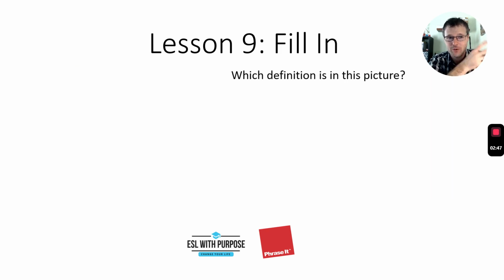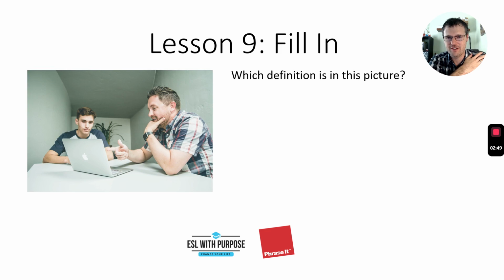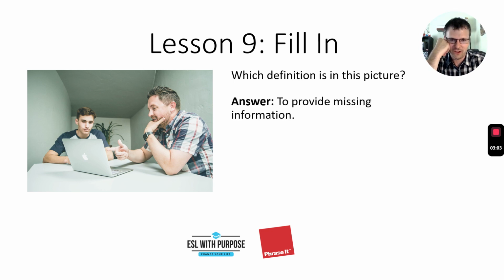Okay? Last one here. Which definition is in this picture? Take a guess. This is the best picture I could find for this situation. But there are 2 people. One person is explaining something to the other person. So it's this definition, to provide missing information, right? Maybe the person in the back is like, yeah, I wasn't there, and the person pointing at the computer is saying, hey, here's what we discussed in the meeting. Something like that for fill in.